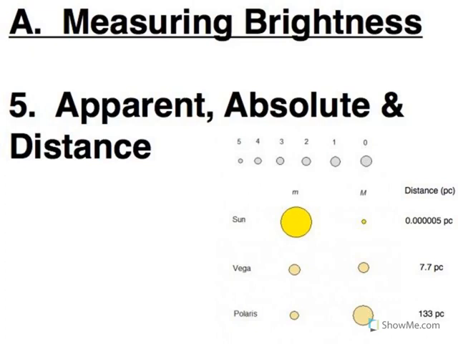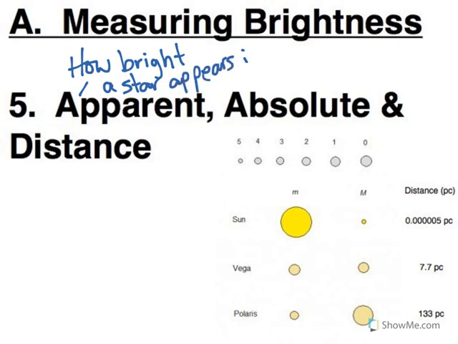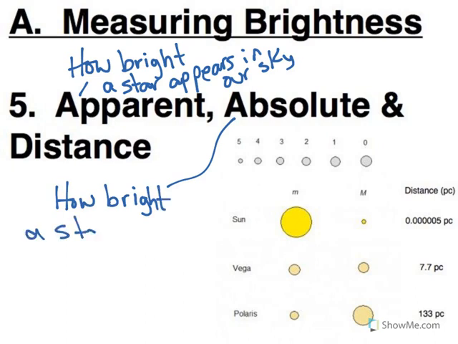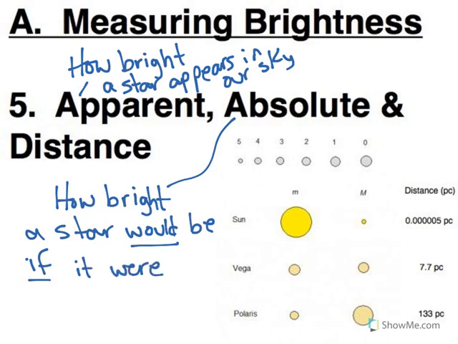Measuring distance using apparent and absolute magnitude. Recall that apparent magnitude is how bright a star appears in our sky, whereas absolute is how bright a star would be if it were 10 parsecs away. PC is the abbreviation for parsecs.